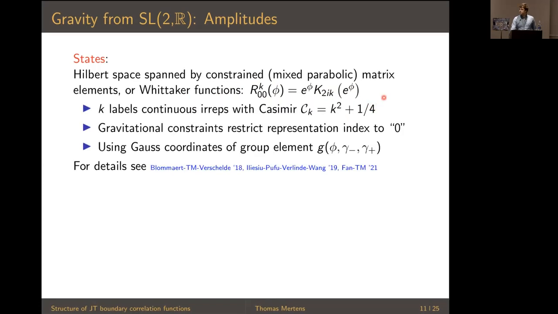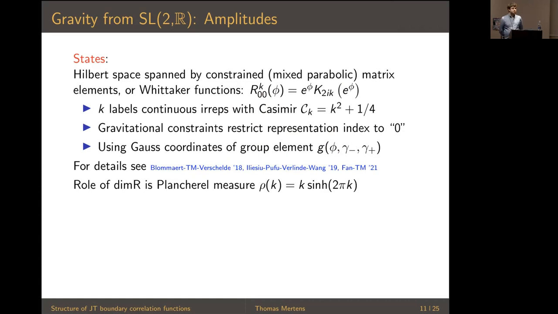So what is all of this information? What is k? k labels the continuous irreps of SL2R with Casimir k squared plus a quarter. Secondly, as I mentioned, these gravitational constraints restrict this representation index to, well, I call it 0 here. So instead of having arbitrary indices here, they are constrained by the gravitational constraints at the holographic boundary. And then what is phi? Phi is one of the coordinates on the SL2R group if you use Gauss coordinates. So I refer you to these papers if you want to know the technical details of that.